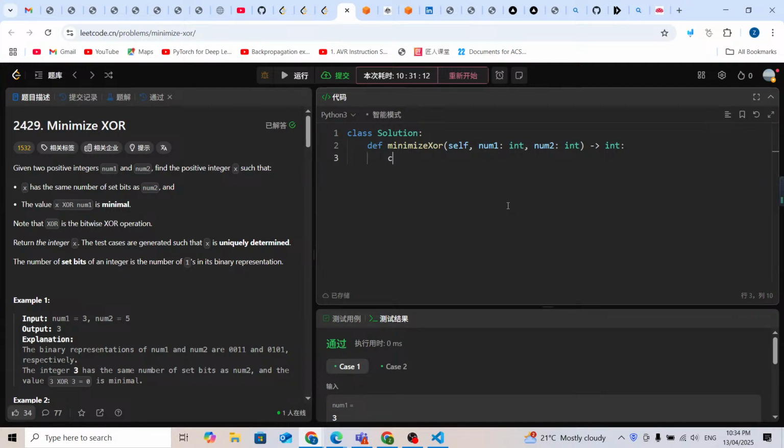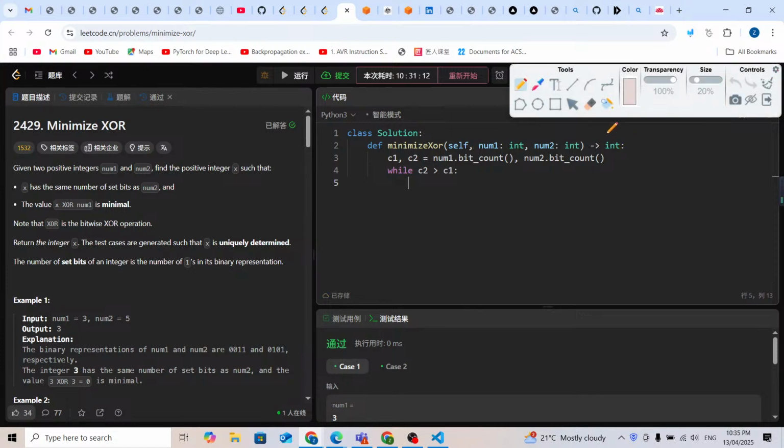Now let's just try to solve it. So we're gonna prepare a counter as the set bit. It's gonna be nums 1 dot bit count and nums 2 dot bit count. So we're gonna count the number of set bits of nums 1 and nums 2 at the same time. Now we're gonna check if C2 is more than C1, so this means the number of set bits of number 2 is more than the number of set bits of nums 1. So for example, it is 3.